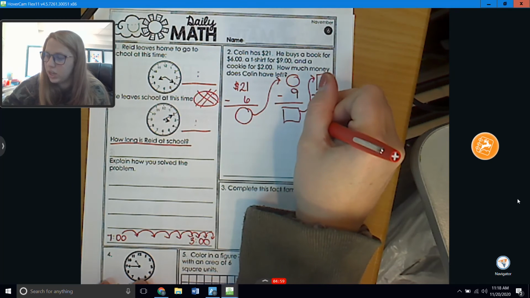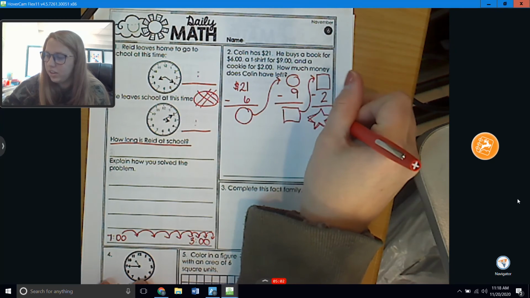I am just drawing different shapes to show you. That is not a great star. You can laugh at it.